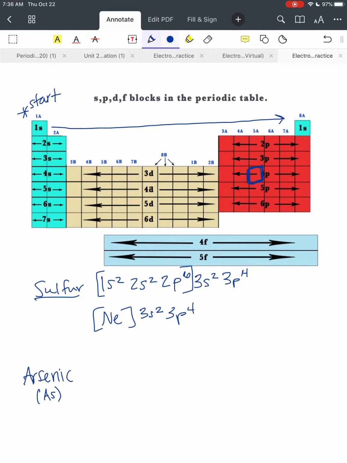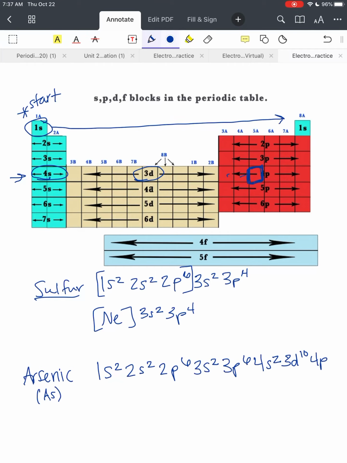Okay, arsenic. So again, I'm just going to start up here with my 1s. 1s2, go down to the next row, 2s2, go all the way across, 2p6, down to the next row, all the way across, down to the next row, and I'm still going in this order. So I get to 4s, then I do 3d, and then I get to my 4p, and it's 1, 2, 3, 4p3.